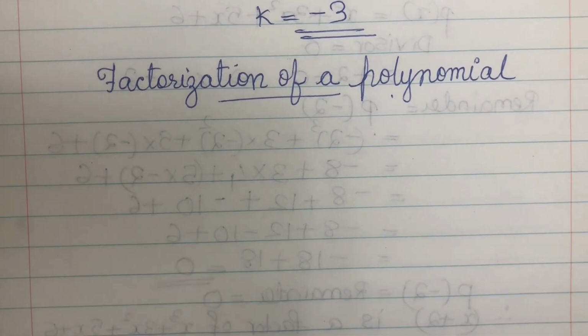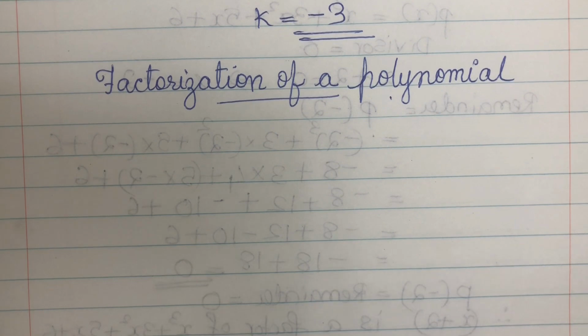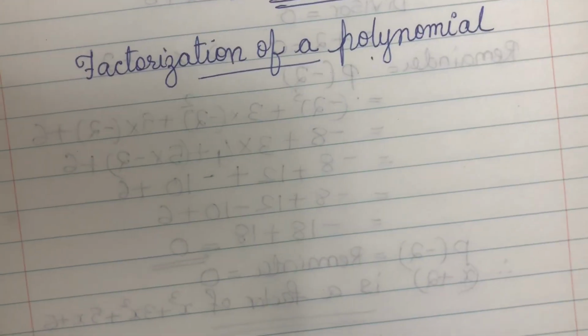Next topic is factorization of a polynomial. So this is also a very important topic. We can factorize a polynomial using two methods. First one is splitting the middle term, that is the splitting method, and the second one is using the factor theorem. First, we will study how to factorize a polynomial using the splitting method.